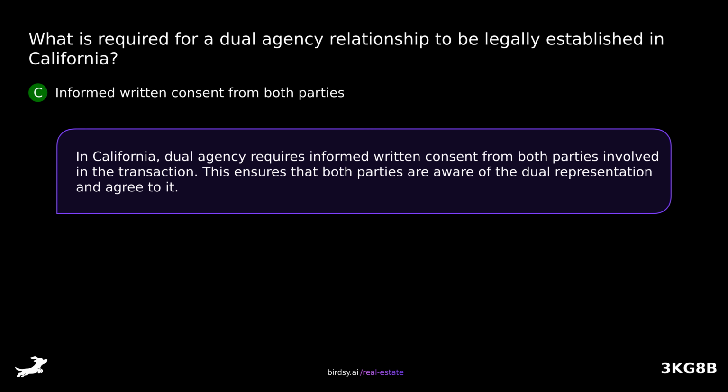In California, dual agency requires informed written consent from both parties involved in the transaction. This ensures that both parties are aware of the dual representation and agree to it.